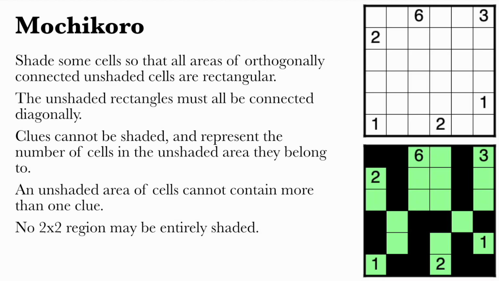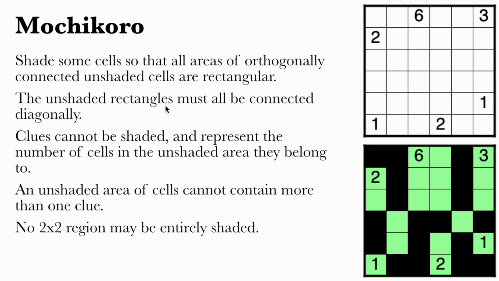In a Mochikoro puzzle, we will shade some cells so that all areas of orthogonally connected unshaded cells are rectangular. Orthogonally connected means that they are connected by edges only, not diagonals. And you can also think of it as meaning you can get from any one cell in the region to any other cell in the region by just going horizontally and vertically, not diagonally.